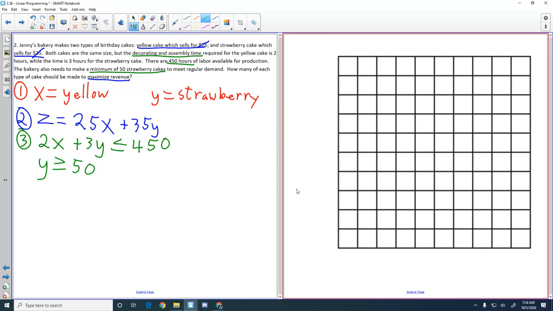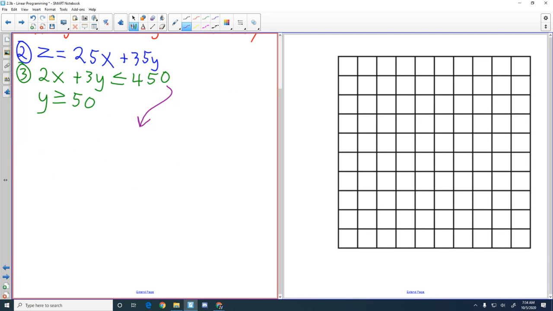Okay, so I'm going to graph just the constraints in this case. So the things from step 3, you don't graph the z function, just those constraints. And so I want to rewrite this in slope-intercept form. So I'm going to subtract the 2x from both sides. That gives me 3y is less than or equal to 450 minus 2x. And then we would divide by 3 to get the y by itself. Y is less than or equal to 150 minus 2/3 x.